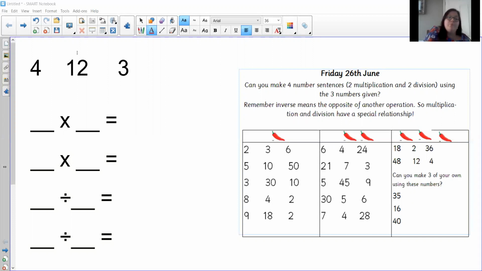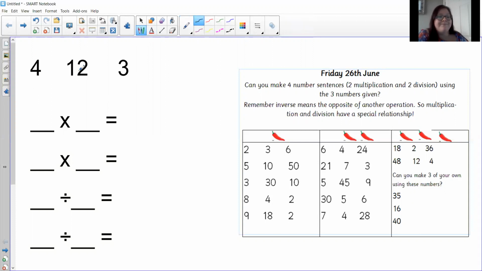So first of all, have a look at this one. It says 4, 12 and 3. So what I need to think of is 2 multiplication sentences and 2 division sentences that include those 3 numbers. Now, if I look at 4 and 12, if I did 4 times 12, it's not going to equal 3. So I need to make sure I've got 4 times 3 equals 12. 4, 8, 12. 4 times 3.